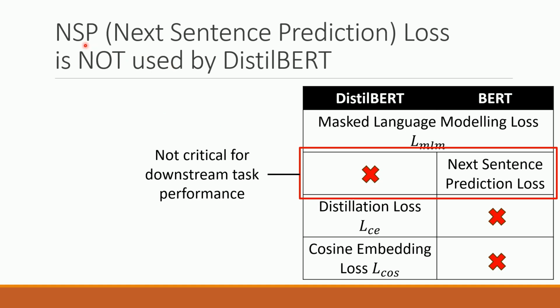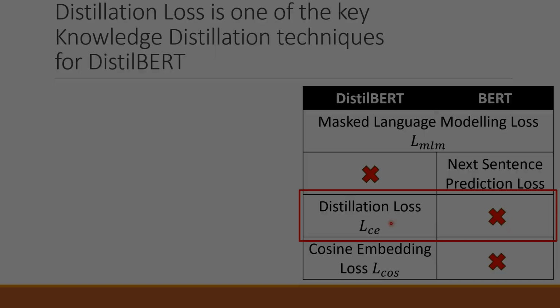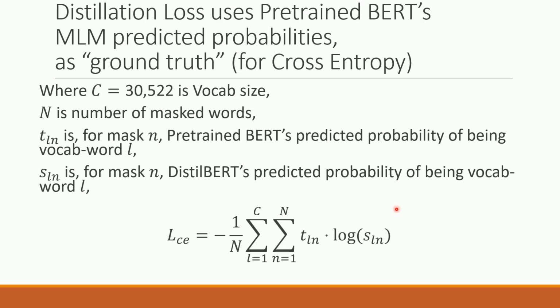And for next sentence prediction loss, that is used by BERT, but the authors found that it's not as essential, so they did not use it for DistilBERT. They found it's not critical for downstream tasks. So DistilBERT does not use this NSP loss. Distillation loss is one of the key knowledge distillation techniques for DistilBERT. So this is the third thing that we're talking about. Distillation loss uses pre-trained BERT's MLM predicted probabilities as the ground truth for cross entropy.